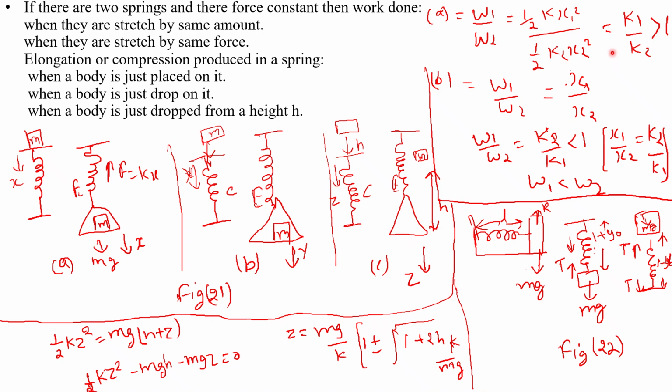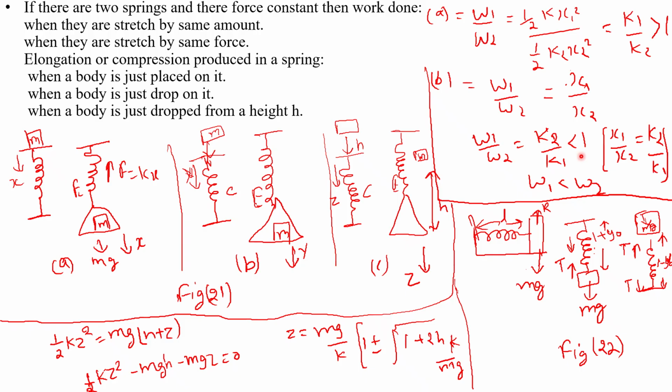Second, when they are stretched by the same force, then W1 is less than W2. So work done is more in a spring of smaller force constant. Next, elongation or compression produced in a spring.